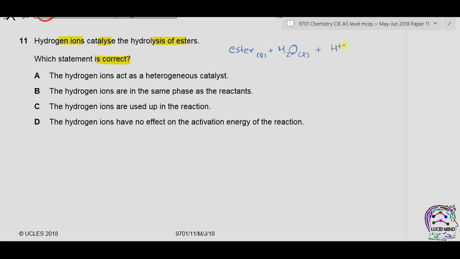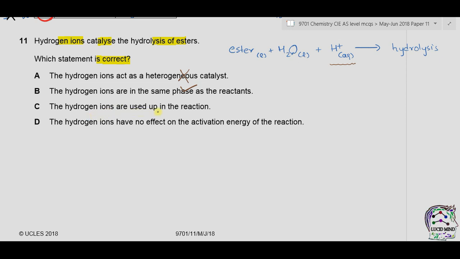H plus ions which are in aqueous form, as we can see that the state of the catalyst, which is aqueous, is the same as the state of the other reactants. So therefore this is homogeneous catalysis, it is not heterogeneous. This is because hydrogen ions are in the same phase as the reactants, so B is correct.